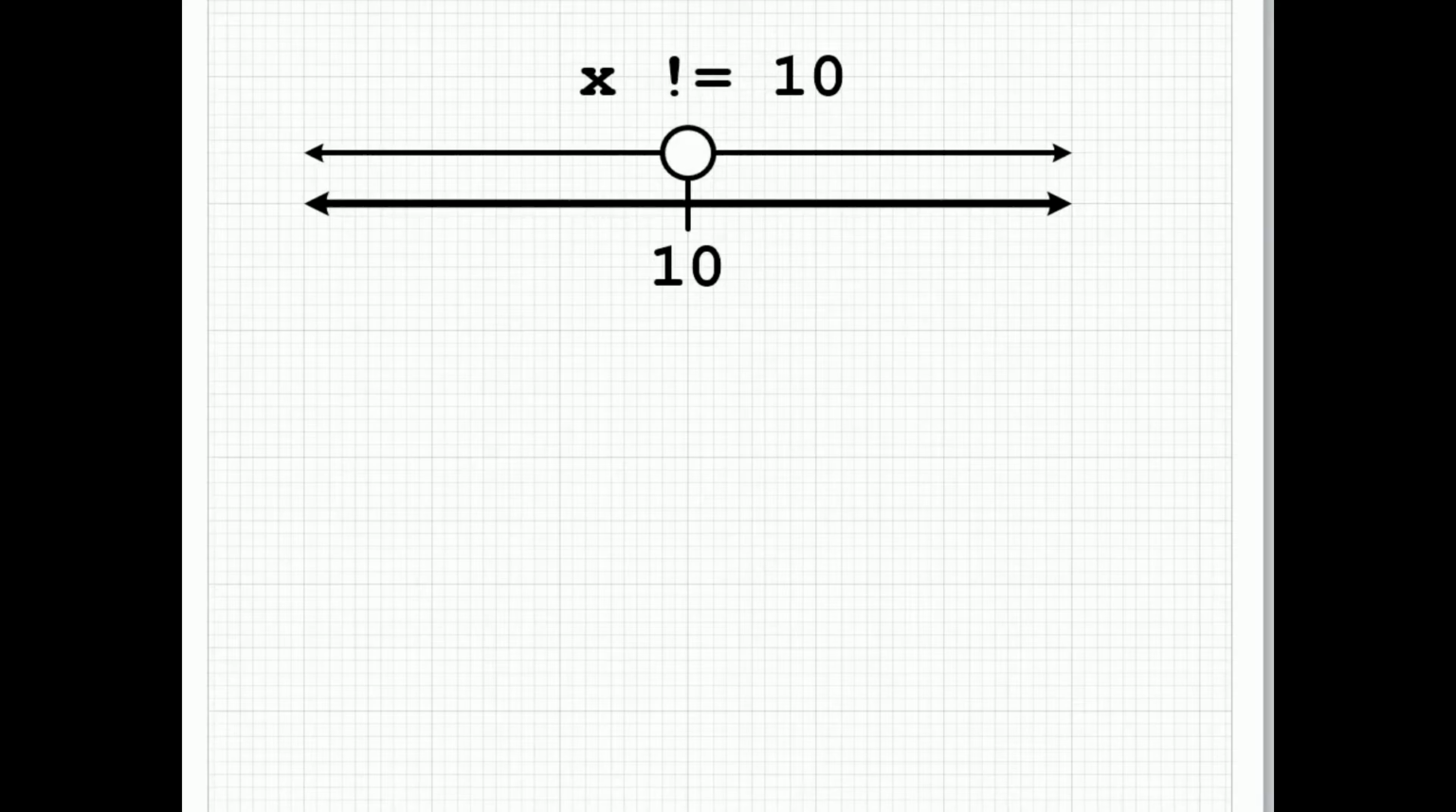The final operator is not equals, and that is written as an exclamation point equals sign with no space between. X not equal to 10 will evaluate to true for all values that are not 10, so I've drawn an open circle over the 10 and lines extending in both directions.